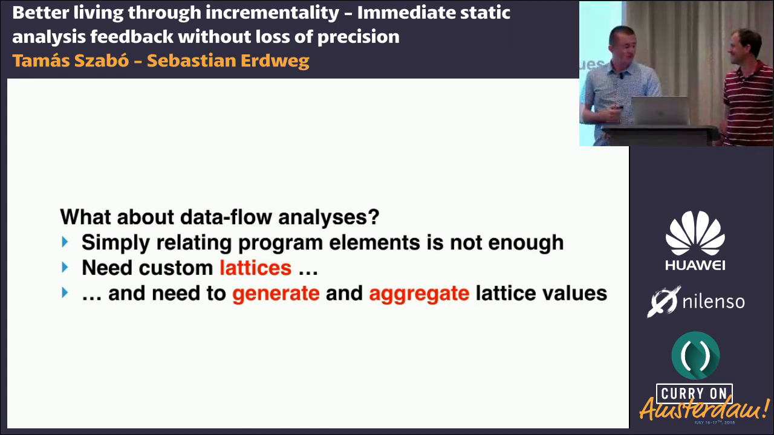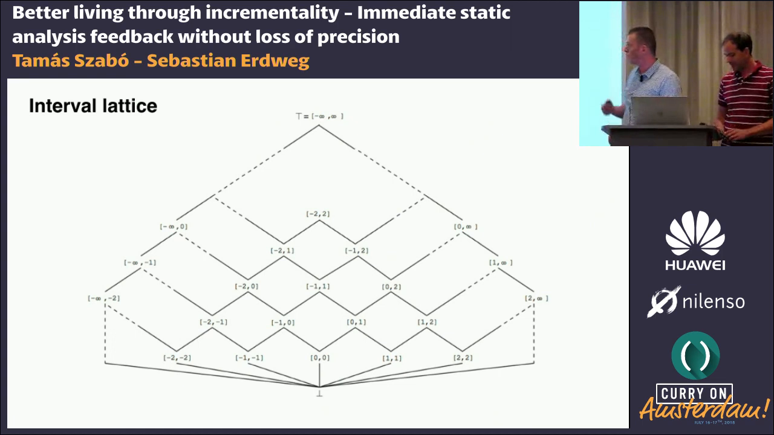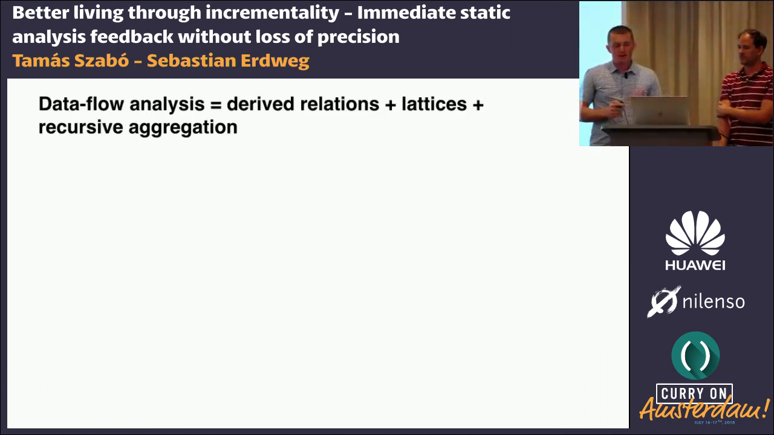Let's take a look at another example then, an interval analysis. An interval analysis uses an interval lattice. I'm not going to go into a mathematical definition of lattices now, but I want to point out the key things here. A lattice has a bottom element and a top element. For the interval lattice, we are talking about integer ranges here. The bottom element is the empty interval. The top element is the -infinity to +infinity interval. In between, we have all these integer ranges. And what is important is that there is a least upper bound operator and a greatest lower bound operator on lattices. So we can aggregate 2 lattice values together.